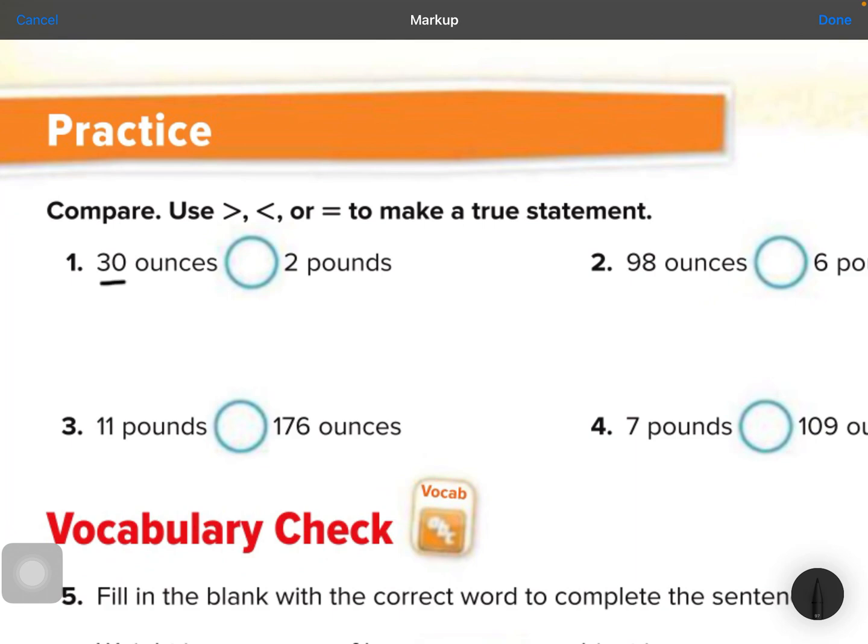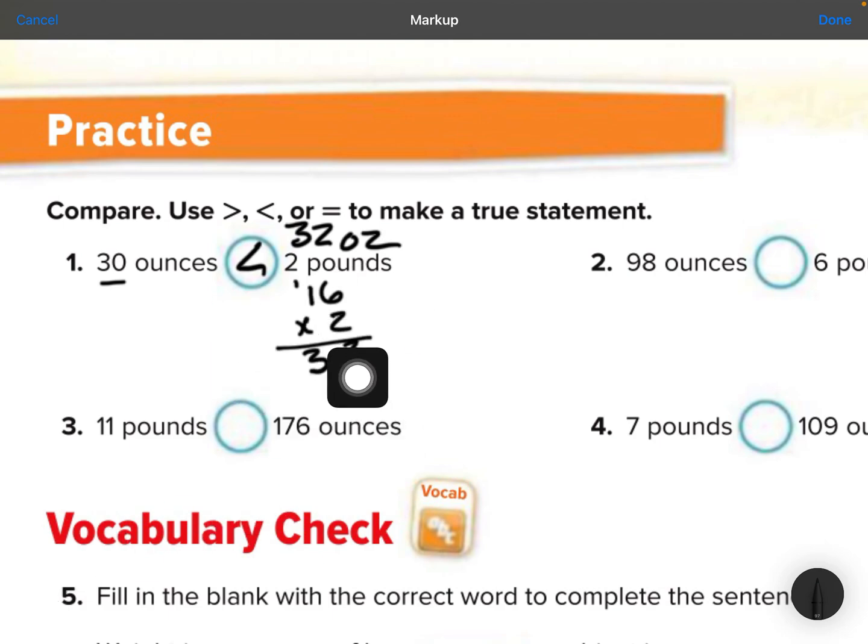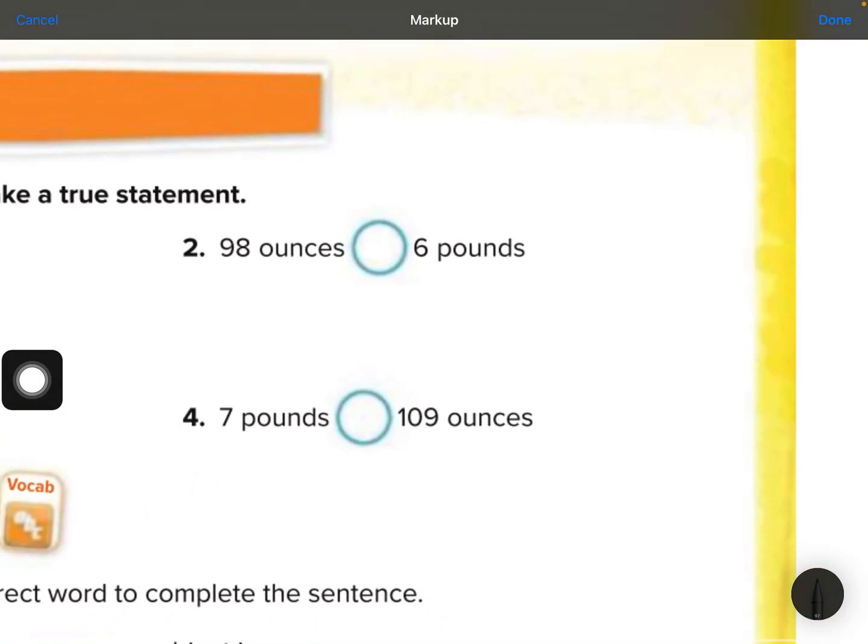So we have 30 ounces over here, and then we have 2 pounds. I know that 1 pound is 16 ounces. So to figure out how many ounces are in 2 pounds, this is what my problem is going to look like. 2 times 6 is 12. 2 times 1 is 2, plus 1 is 3. So I have 30 ounces versus 32 ounces. There you go. Make sure to show your work. I will not accept your math homework today unless I see this work that you figured it out.